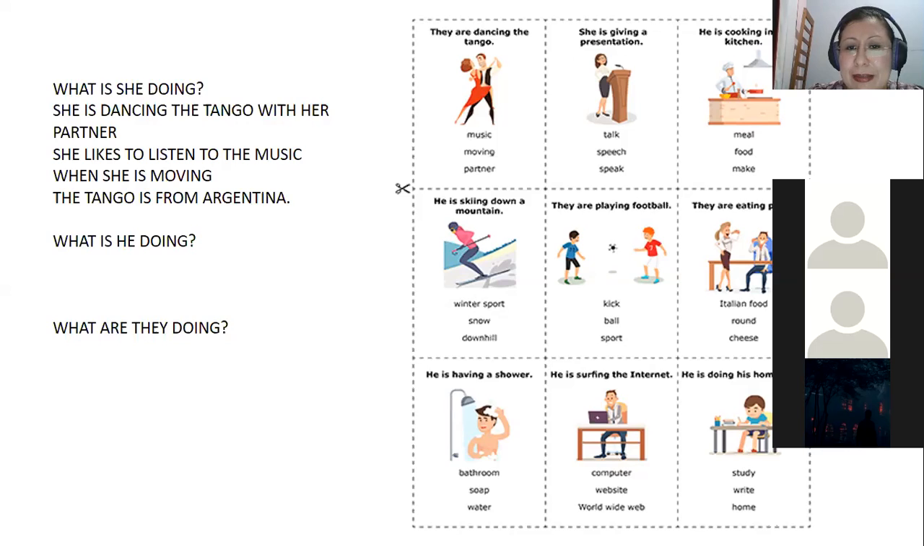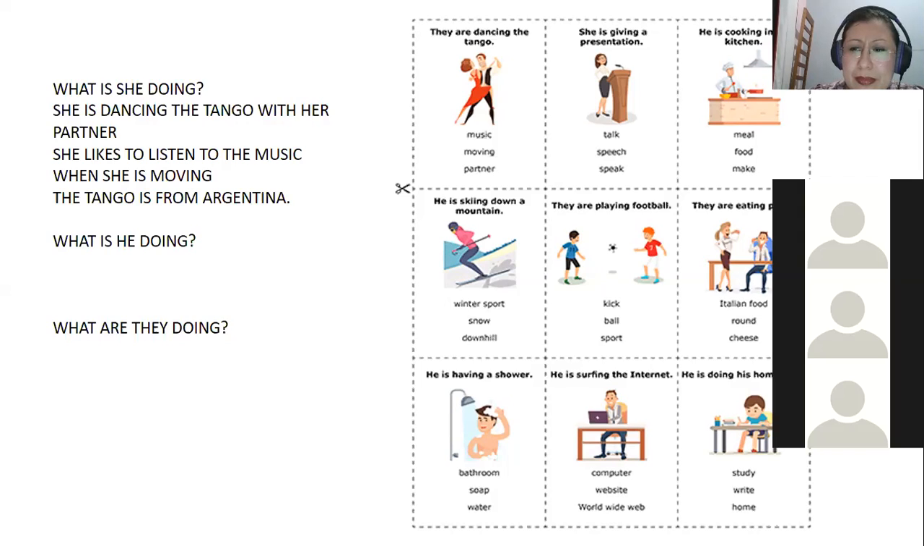What is she doing? She's giving a presentation, she's reading a speech, and she's speaking in front of the audience. Okay, very good. Thank you. Congratulations, good job. Okay, perfect.